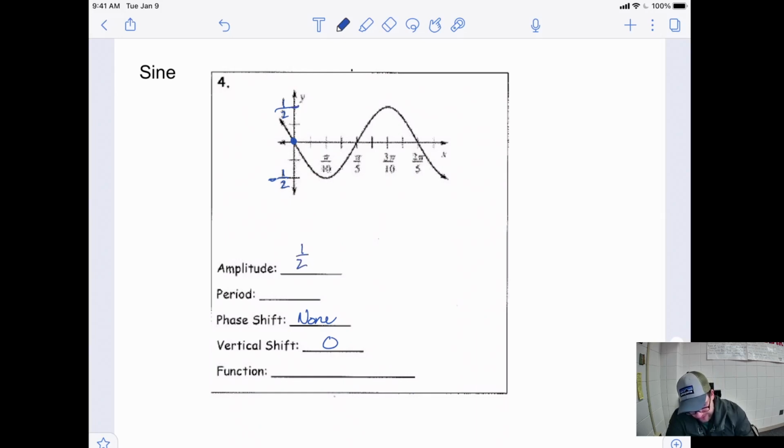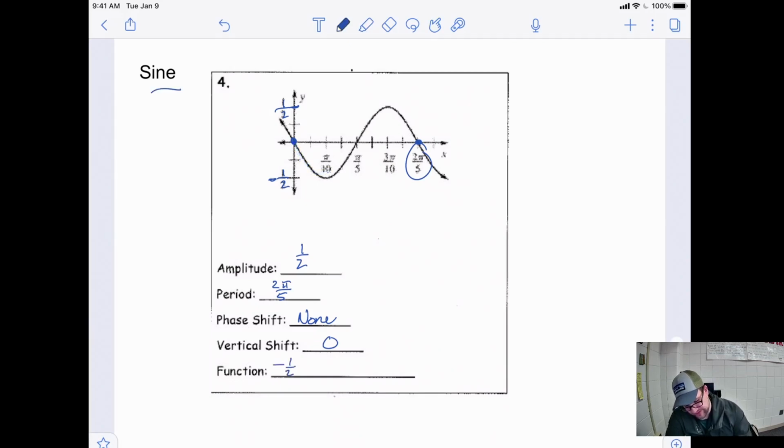Now our period in this situation, where did we repeat? It looks like we did at 2 pi over 5, so that will be our period. We're super close to being done with this. Now, one thing to notice is that our sine function is trending down starting from that midpoint. That means our a value here is going to be negative. So we will have a negative 1/2.